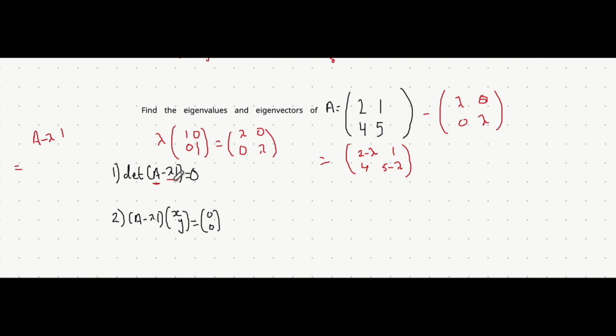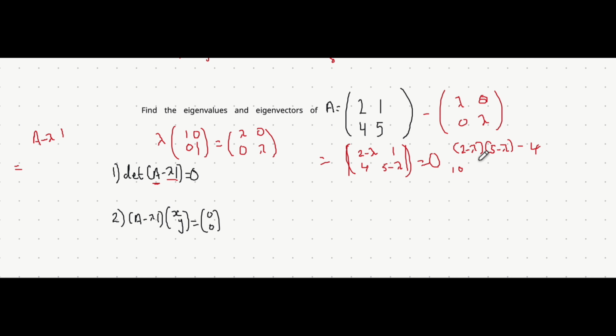Now that we've got the expression for A minus lambda I, we find the determinant of it and make it equal to 0. The determinant of any 2x2 matrix, what you do to get that is you do 2 minus lambda times 5 minus lambda. So essentially you do the multiplication of these two values, take away the multiplication of these two values. So let's do that here. 2 minus lambda multiplied by 5 minus lambda, take away the multiplication of 4 and 1, which is 4.